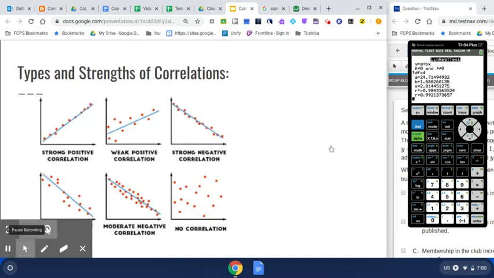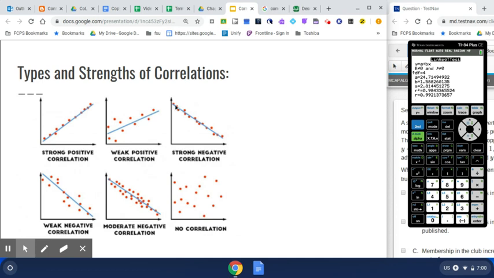Okay, we do have some examples here of other types and strengths of correlation. That first picture that we see is very similar to the example that we looked at. The points are all very close to a positive correlation line. So that would be a strong positive correlation. Now, if there's more scatter between the points, so there's still an uphill trend, there's still a positive trend to the data, but the points aren't as close to the line, then we would call that a weak positive correlation.